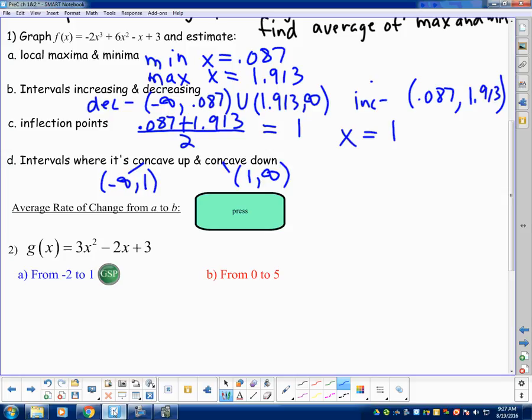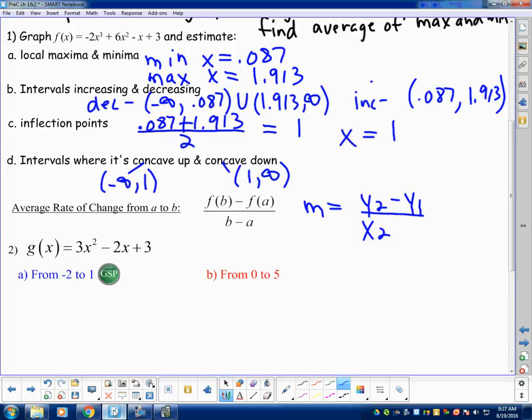All right, one more topic here. It's called the average rate of change. Average rate of change is also known as the slope of the line. You may recall m equals y2 minus y1 over x2 minus x1. When you were finding the slope, you were finding the average rate of change.